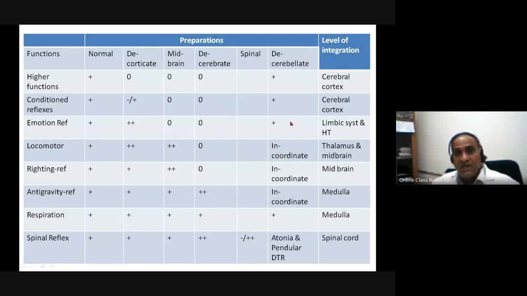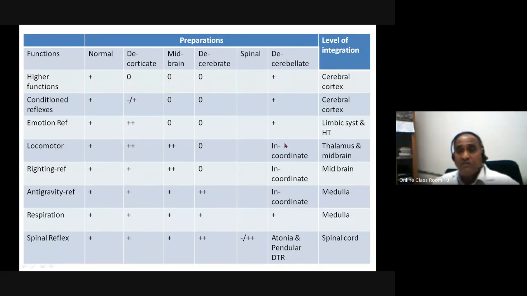Then emotional responses are not inhibited, but the emotional expressions or motor actions may not be as vivid as in normal individuals. But the emotional reactions are there. If you see emotional reactions in terms of blood pressure, respiration, and other things, they will be exhibited very well.